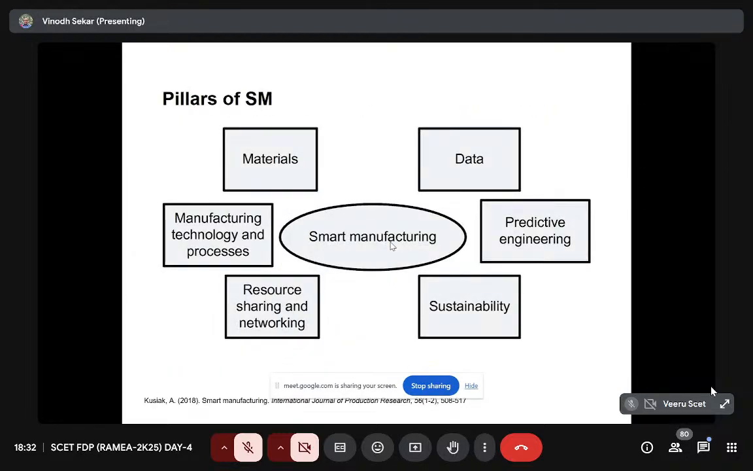So before we proceed with the discussion on the pillars of smart manufacturing, having discussed the focus of smart manufacturing, some of the technologies, and also the protocols and the applications, are there any queries from the attendees at this stage before we proceed further? No, sir. Okay.